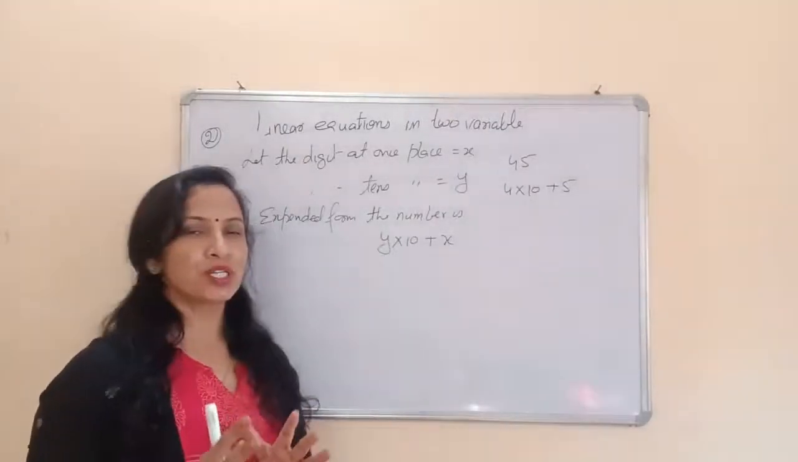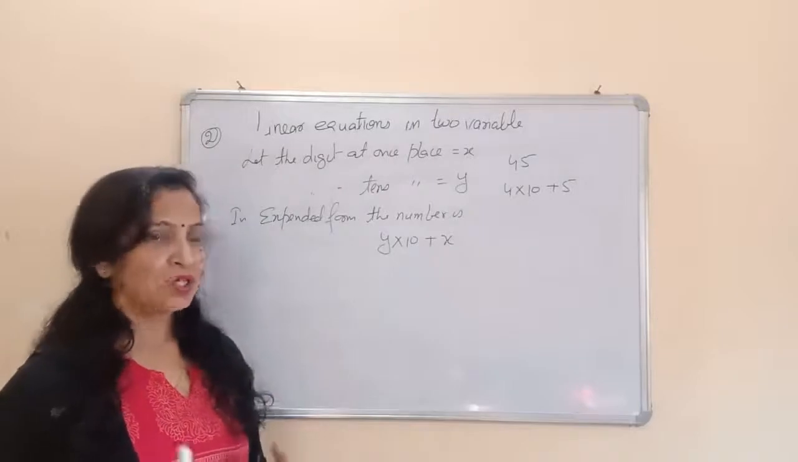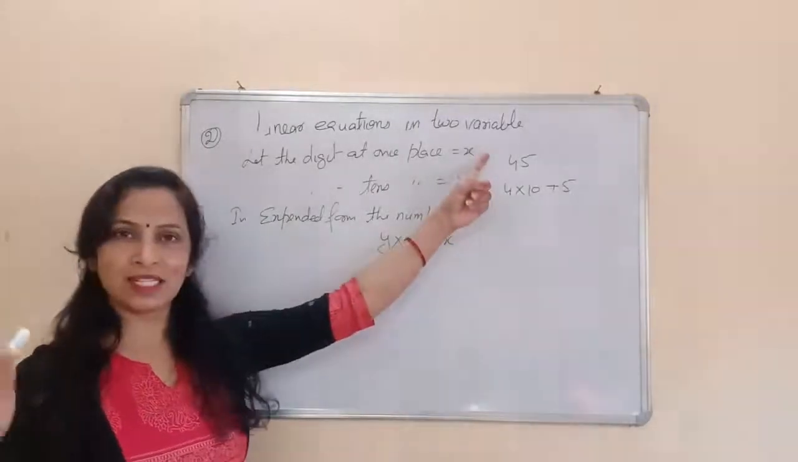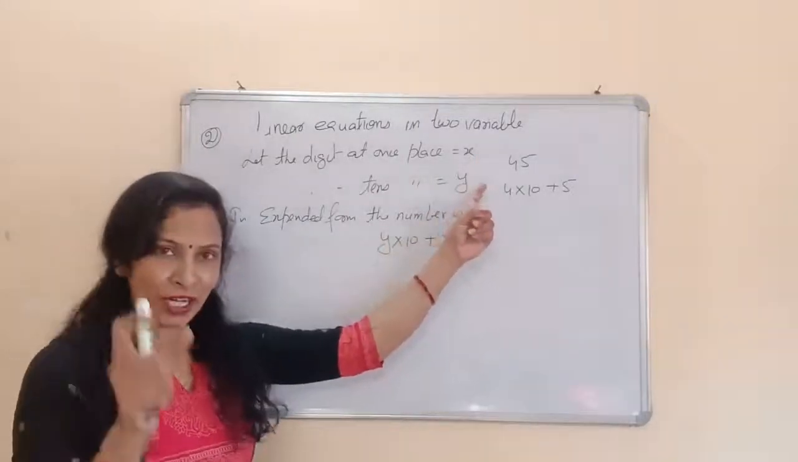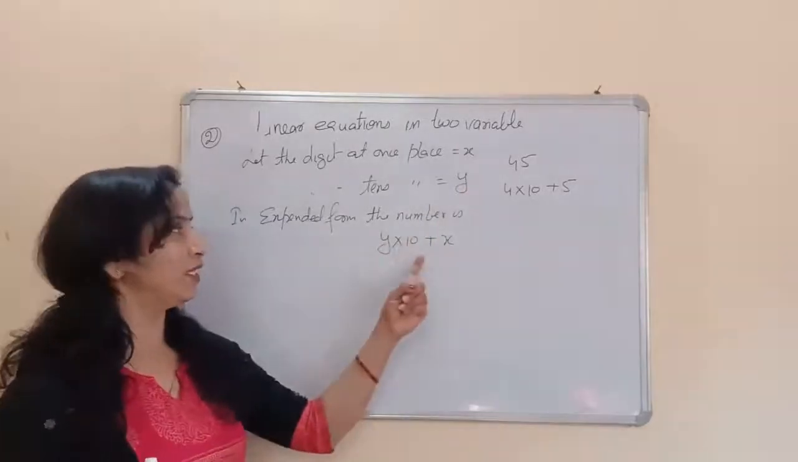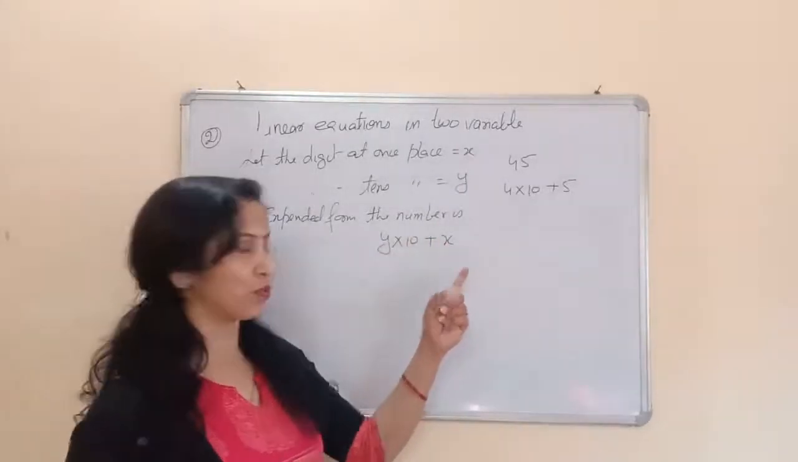So in any question where you have a two-digit number, you will say one is the ones place and the other is the tens place, and in expanded form we will multiply the tens place by 10 and then add the ones place to it.